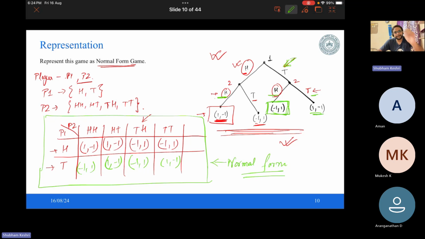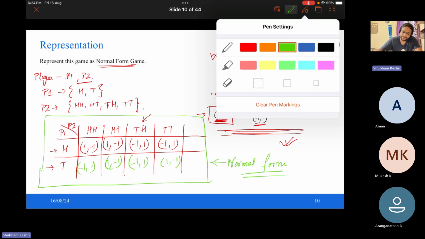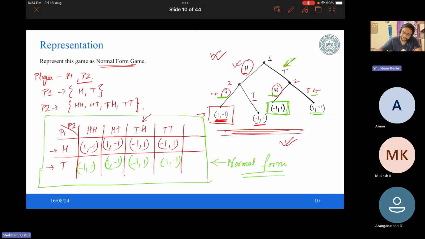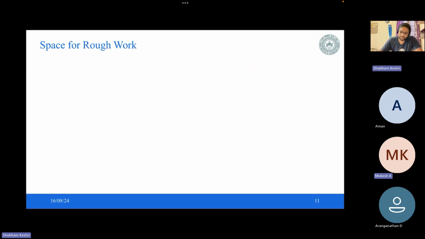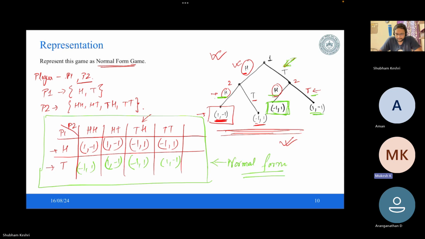Is this all right? All right. So we'll just move. Yes, can you just explain the second column? Second column or second row? No, I'll just tell you.